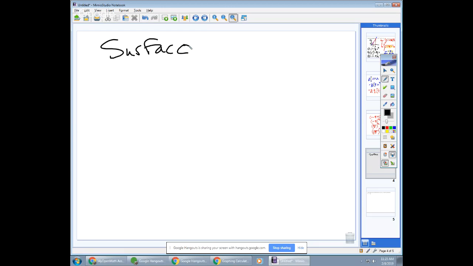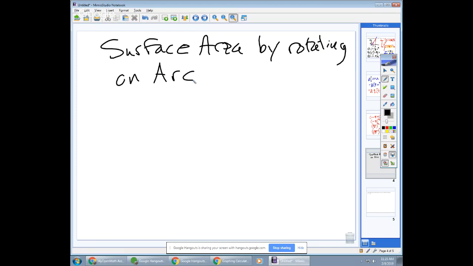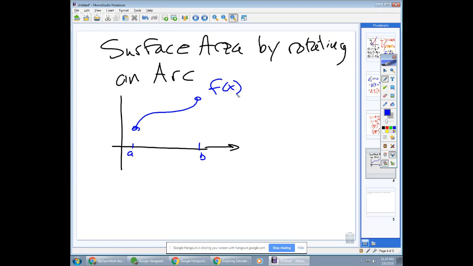So, surface area by rotating an arc. I have some function f of x, and I got a starting point and an ending point for it. Now we know how to find the arc length. Sometimes that involves numerical calculations because we can't always find an antiderivative, and that's just life. Here, though, we're going to rotate about an axis.